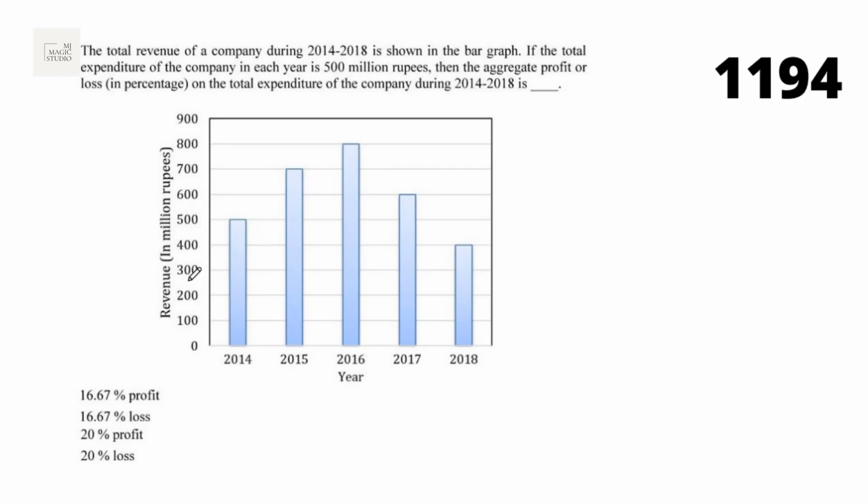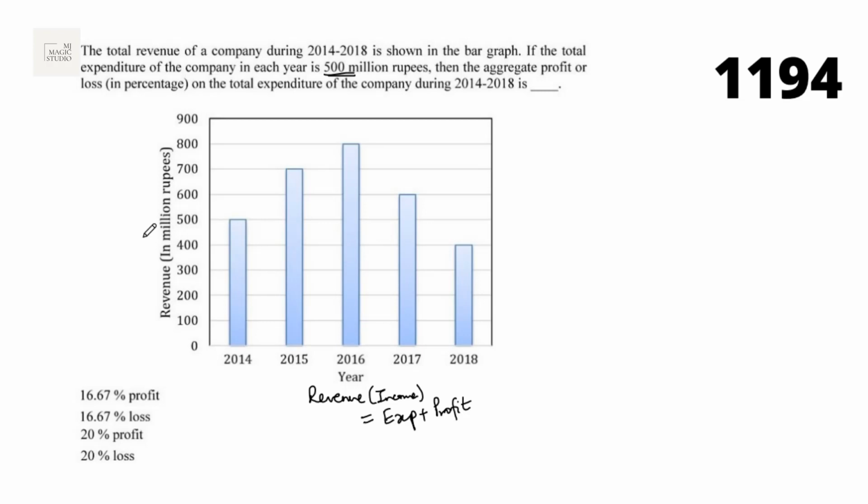Okay, a bar diagram again. The total revenue of a company during 14 to 18 is shown in the bar graph. This is revenue. Revenue means income, what comes in. If the total expenditure of the company in each year is 500 million, so revenue is equal to expenditure plus profit. Then the aggregate profit or loss on the total expenditure of the company during 14 to 18.